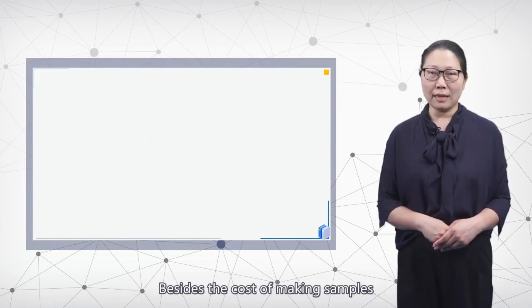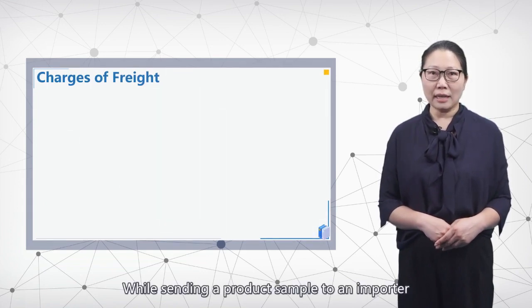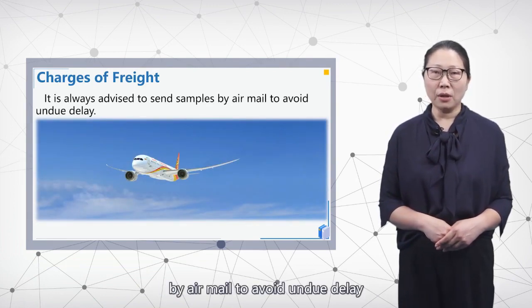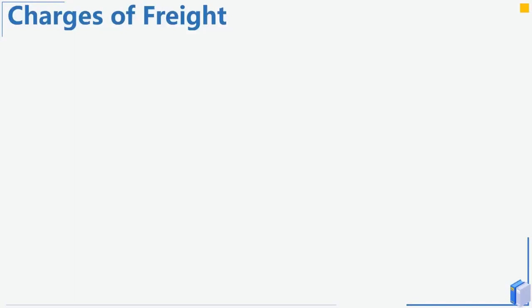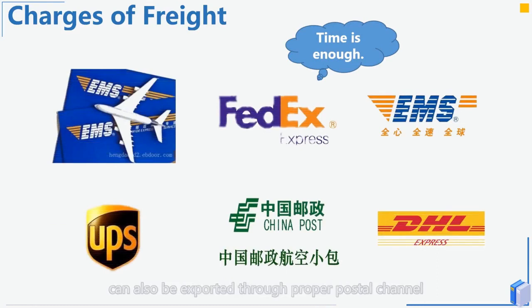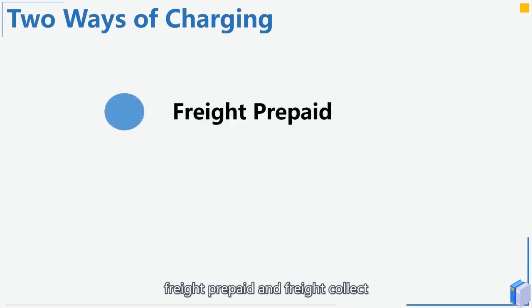Besides the cost of making samples, there are also the charges of freight. While sending a product sample to an importer, it is always advised to send samples by air mail to avoid undue delay. However, if time is not an issue, then the product sample can also be exported through the proper postal channel, which is cheaper than air mail. For the freight of sending samples, there are two ways: freight prepaid and freight to collect.